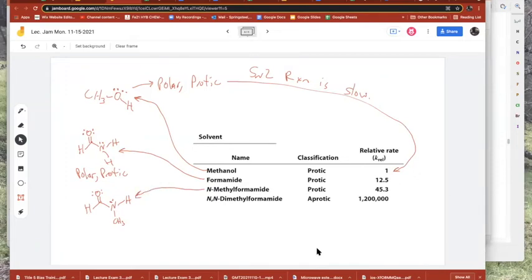N-methyl. Okay, so is this one polar protic, polar aprotic? What do we got here? Still protic because we have 1 NH, but the reaction rate went up a little bit, went from 12.5 to 43. But here's where the big jump happens. This is DMF, N,N-dimethyl formamide. So this one, DMF, is polar, protic or aprotic?